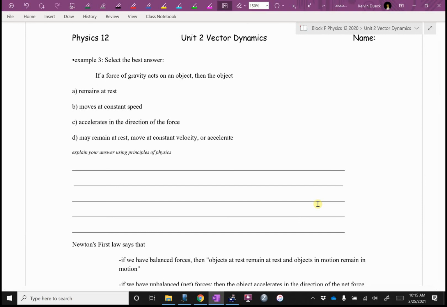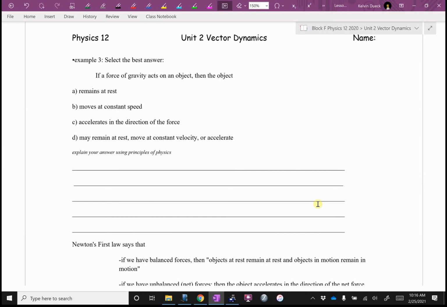Okay. So here's our thought puzzle. If the force of gravity acts on an object, then the object A, remains at rest, B, moves at a constant speed, C, accelerates in the direction of the force, or D, all of the above.